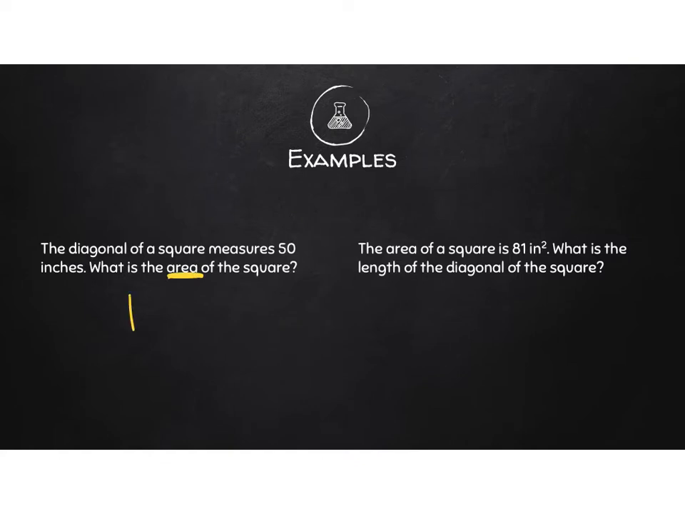In this, we want to draw a picture. Remember, with a square, all of the side lengths are exactly the same measurement. This problem tells us that the diagonal here is 50. That's going to be very helpful. We also know with a square that we have these right angles. So we can see here that I have a right triangle.